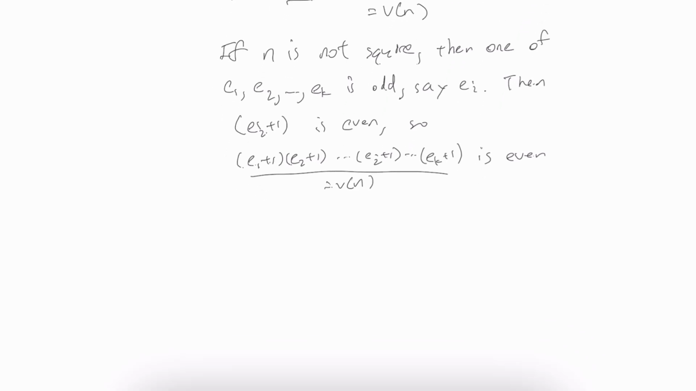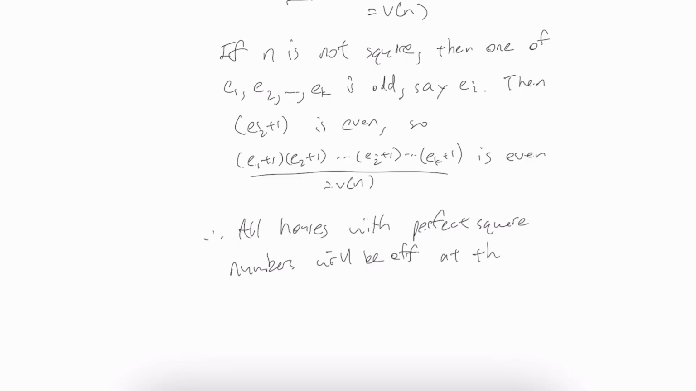And so you can conclude that all houses with perfect square numbers will be off at the end. In particular, those are 1, 4, 9, 16, all the way to 44 squared and 45 squared, which is exactly 2025. And yeah, that's it.